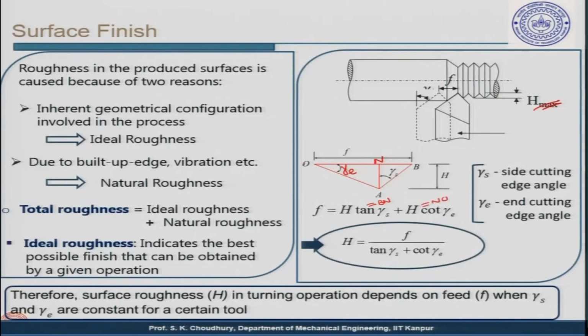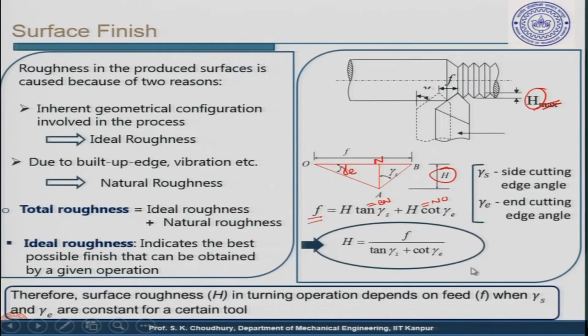So, B N plus N O is f. B N is given by h and the tan of gamma s, and N O is given by h and the cot of gamma e, because tan will be opposite to that. So, h is common, and that h is what we have to find out, this is the surface roughness. So, h will be equal to f divided by tan of gamma s plus cot of gamma e.